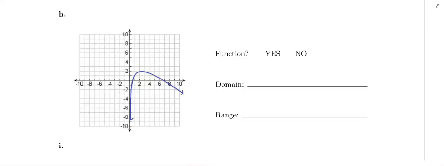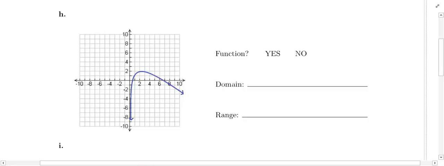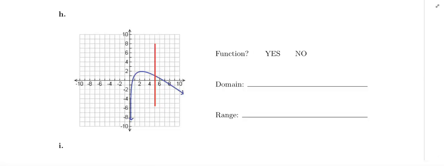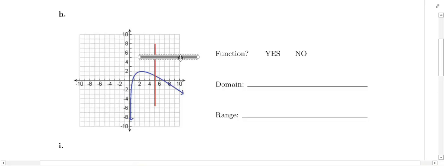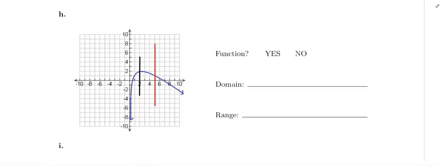So in example 3H, we're first going to determine whether this curve represents a function or not. So back to drawing vertical lines. I've got one here, and it intersects the curve in just one point. And I'll go ahead and draw another one, maybe right here. And again, we are good. This vertical line intersects the curve in just one point.